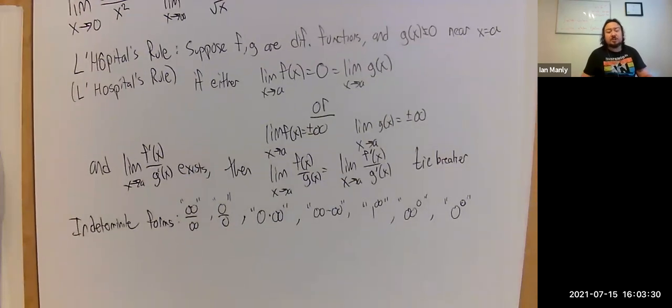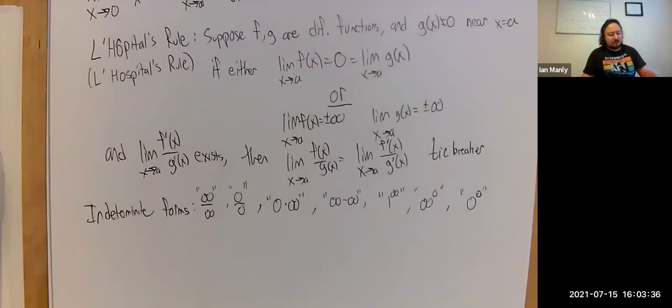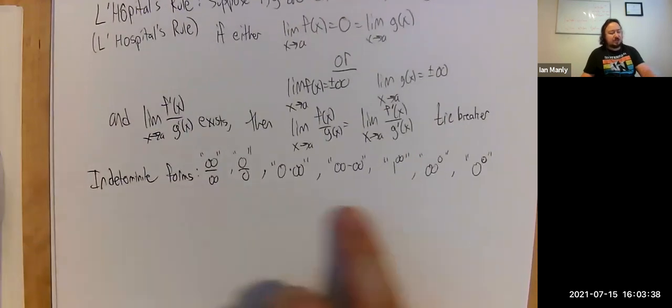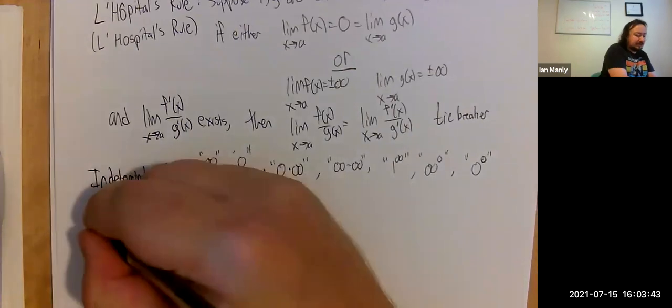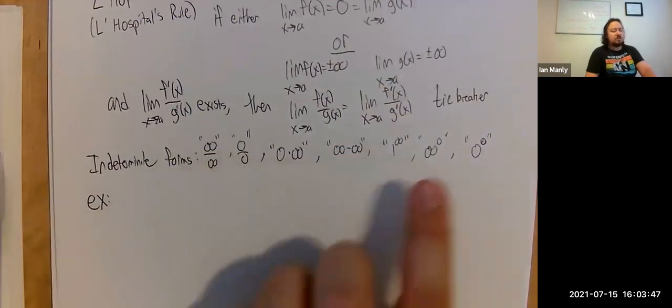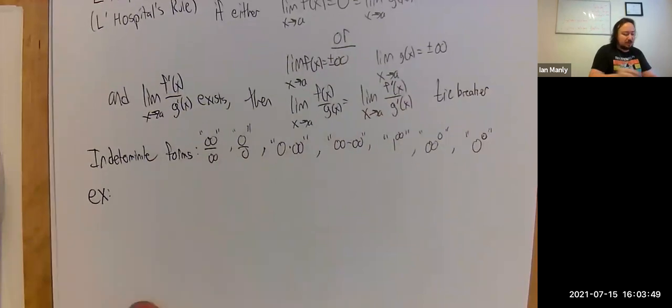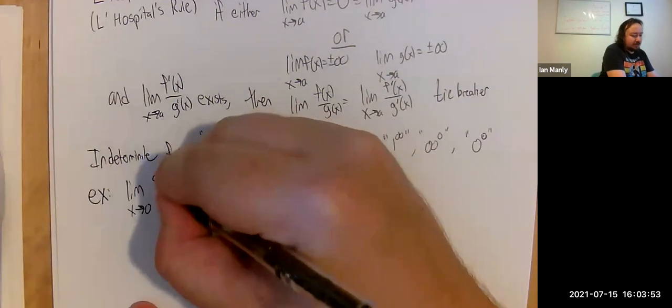But we could use L'Hopital's rule for all of these situations. So what I'm going to do is a few examples where we have at least one example of each one of these. Let's start off with the basic examples where we have one of the 2 forms where we could use L'Hopital's rule right away. So let's take a look at those limits that we wrote earlier.